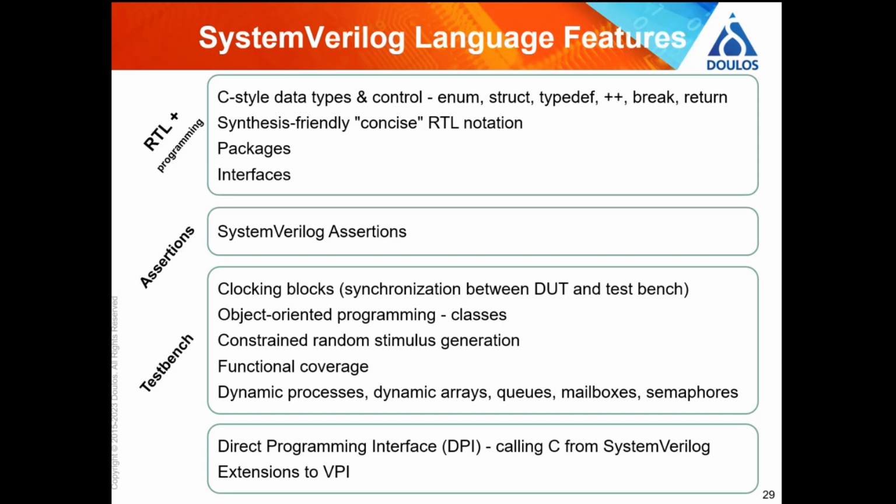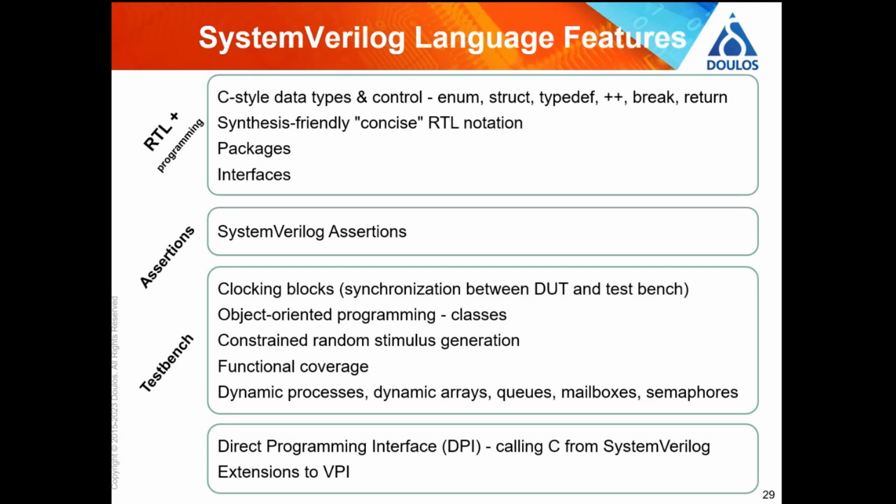And then here are the various things that you can use for verification. There's something called a clocking block for synchronizing your test bench to your design, object-oriented programming, lots of stuff about randomness, collecting coverage, and then all sorts of abstract software constructs like dynamic arrays, queues, and all of the things you can see there.